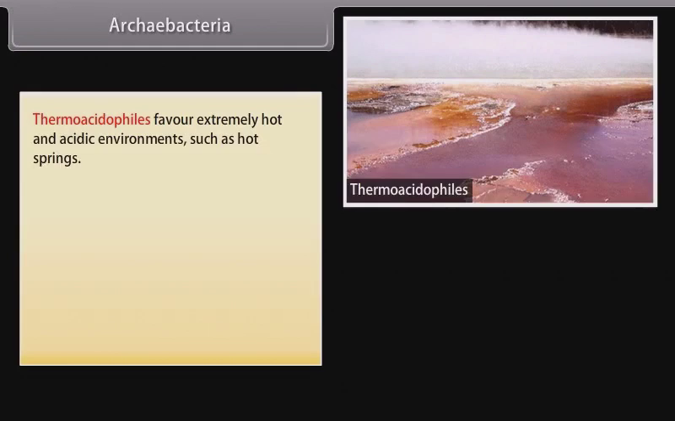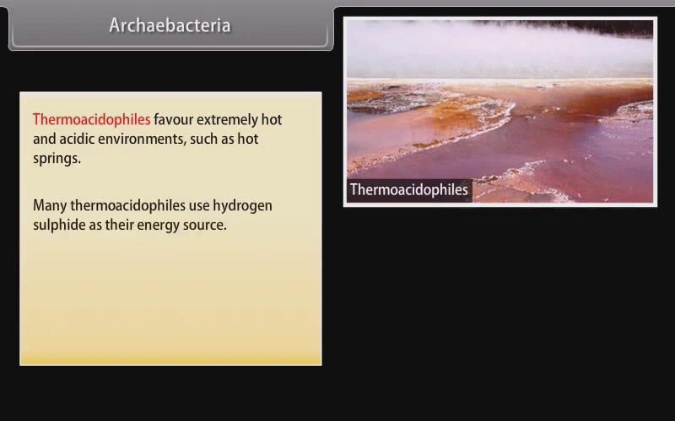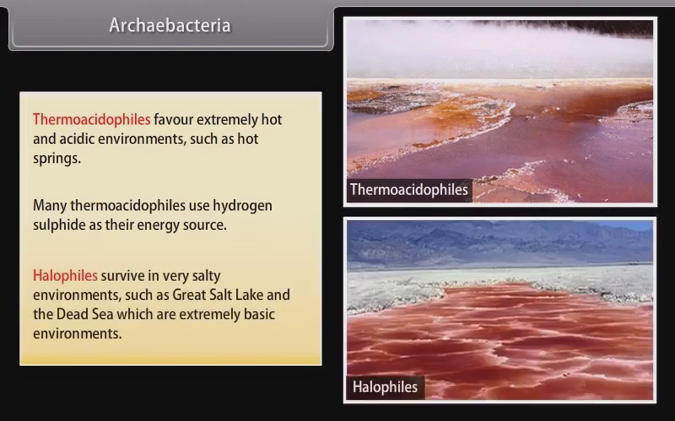Thermoacidophiles favor extremely hot and acidic environments such as hot springs. Many thermoacidophiles use hydrogen sulfide as their energy source. Halophiles survive in very salty environments such as Great Salt Lake and the Dead Sea, which are extremely basic environments.